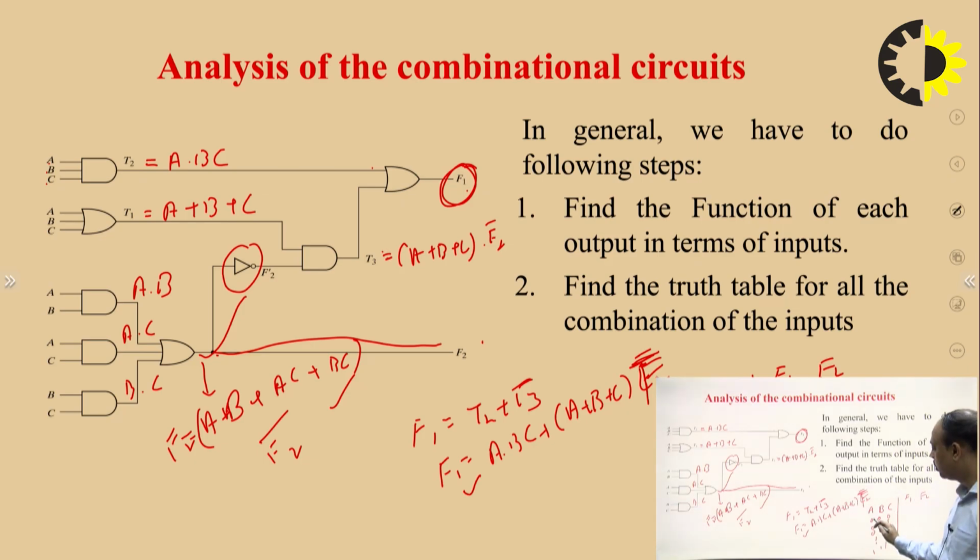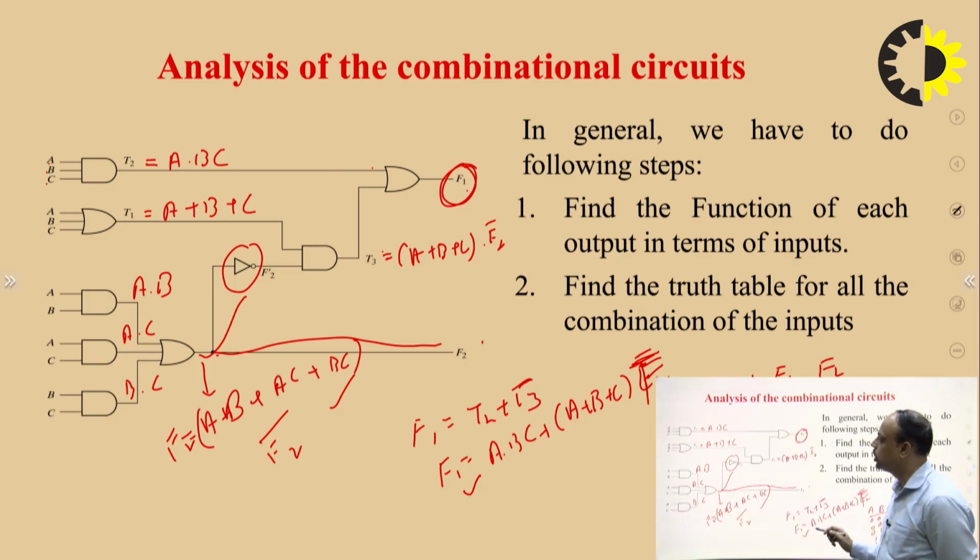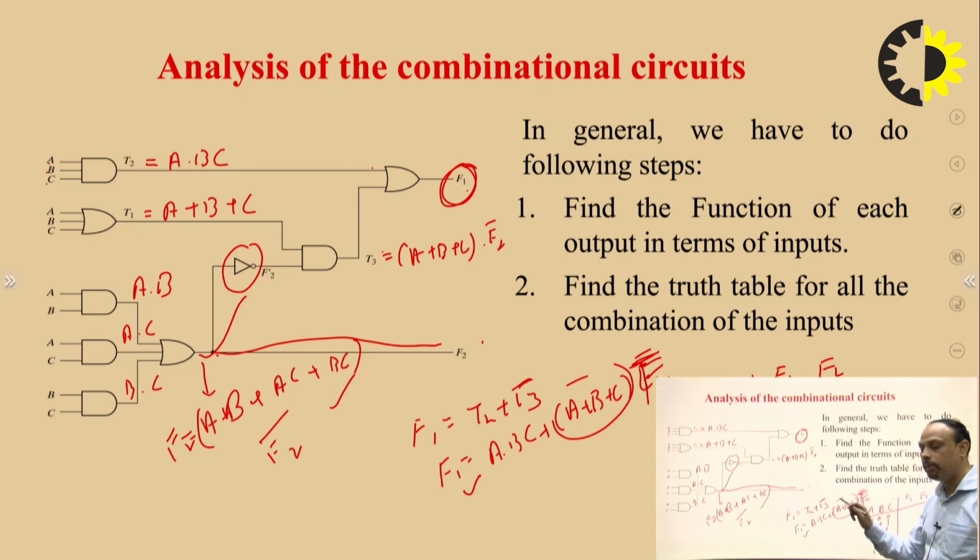So, for the input variables A equal to 0, B equal to 0 and C equal to 0, the first entry for F1 is this. If A is equal to 0, this complete term is equal to 0. A plus B plus C is equal to 0, this complete term is equal to 0, this is multiplied by something, but this is again multiplication with 0, so F1 becomes 0.